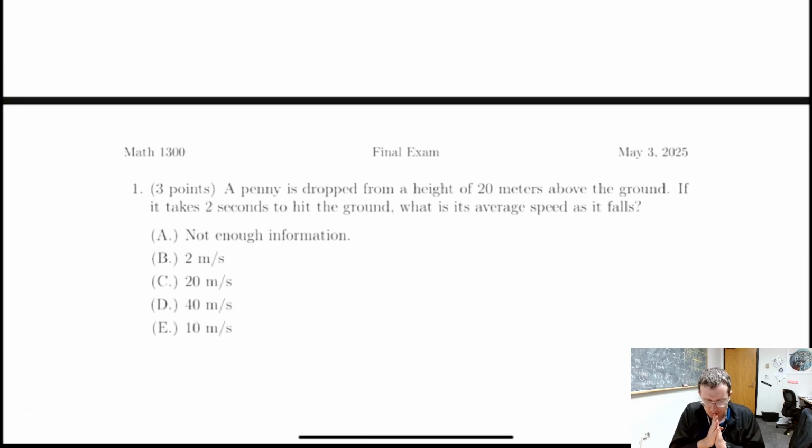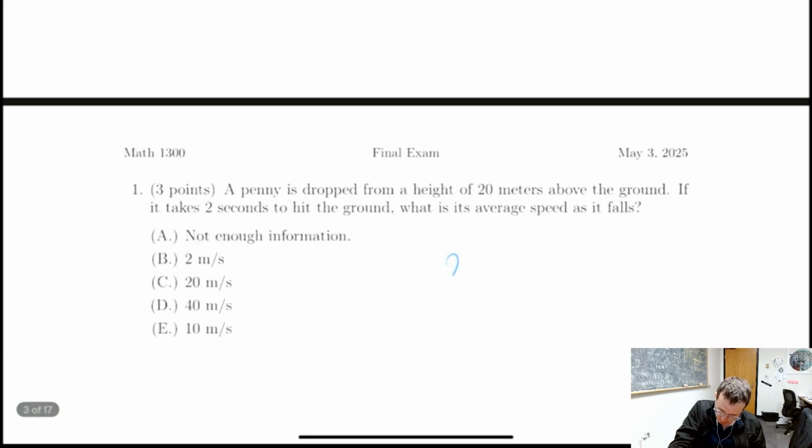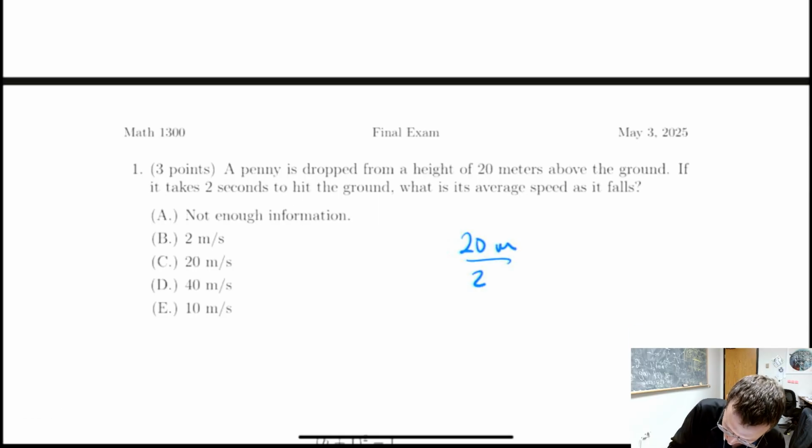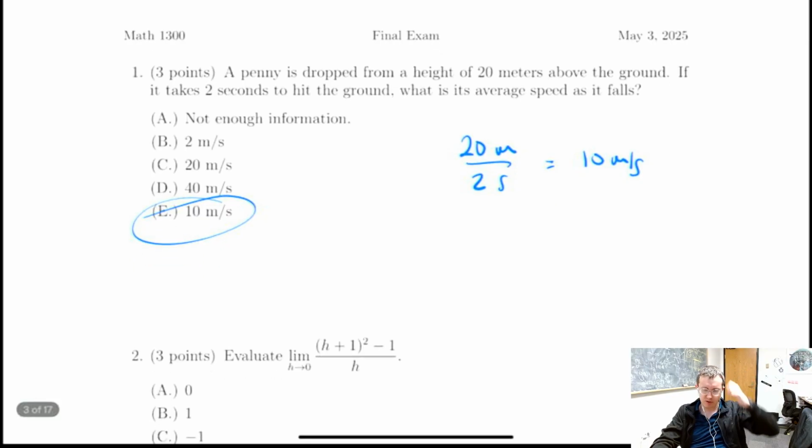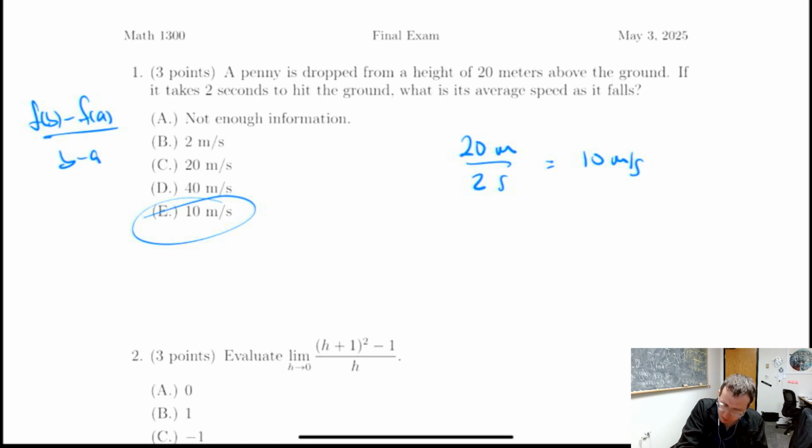Let's do this exam. A penny is dropped from a height of 20 meters from the ground. If it takes 2 seconds to hit the ground, what is its average speed as it falls? Okay, so it goes 20 meters in 2 seconds. 20 meters divided by 2 seconds is 10 meters per second. This is average rate of change. The general formula for average rate of change is f of b minus f of a over b minus a. So why do I not have 4 things? Why do I only have 2?